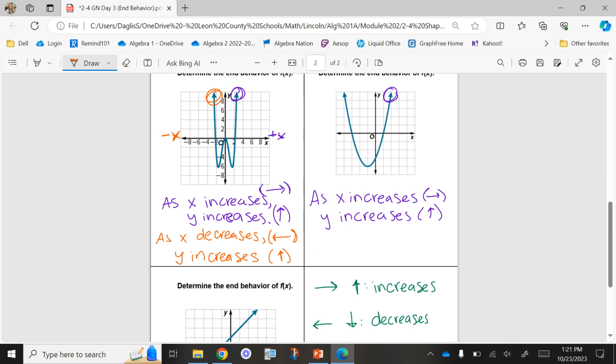Now let's do the other side, because we have to do both sides. We always have two ends, okay? As x decreases, so we're looking on the left side now. What are my y's doing? Y increases, so they're both going up. Good. I'm happy you feel that way. Some people, this is really hard. So, good. That makes you feel better.